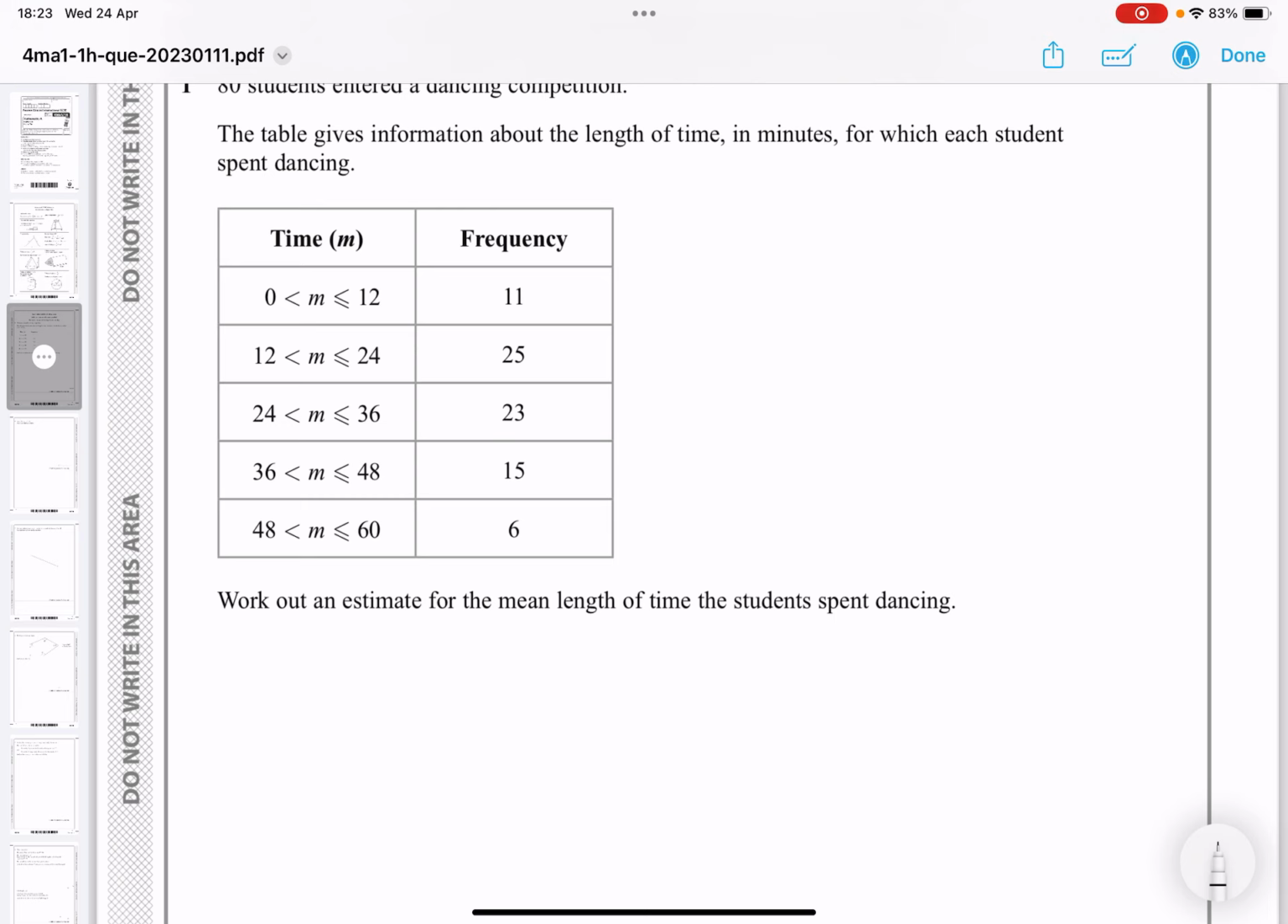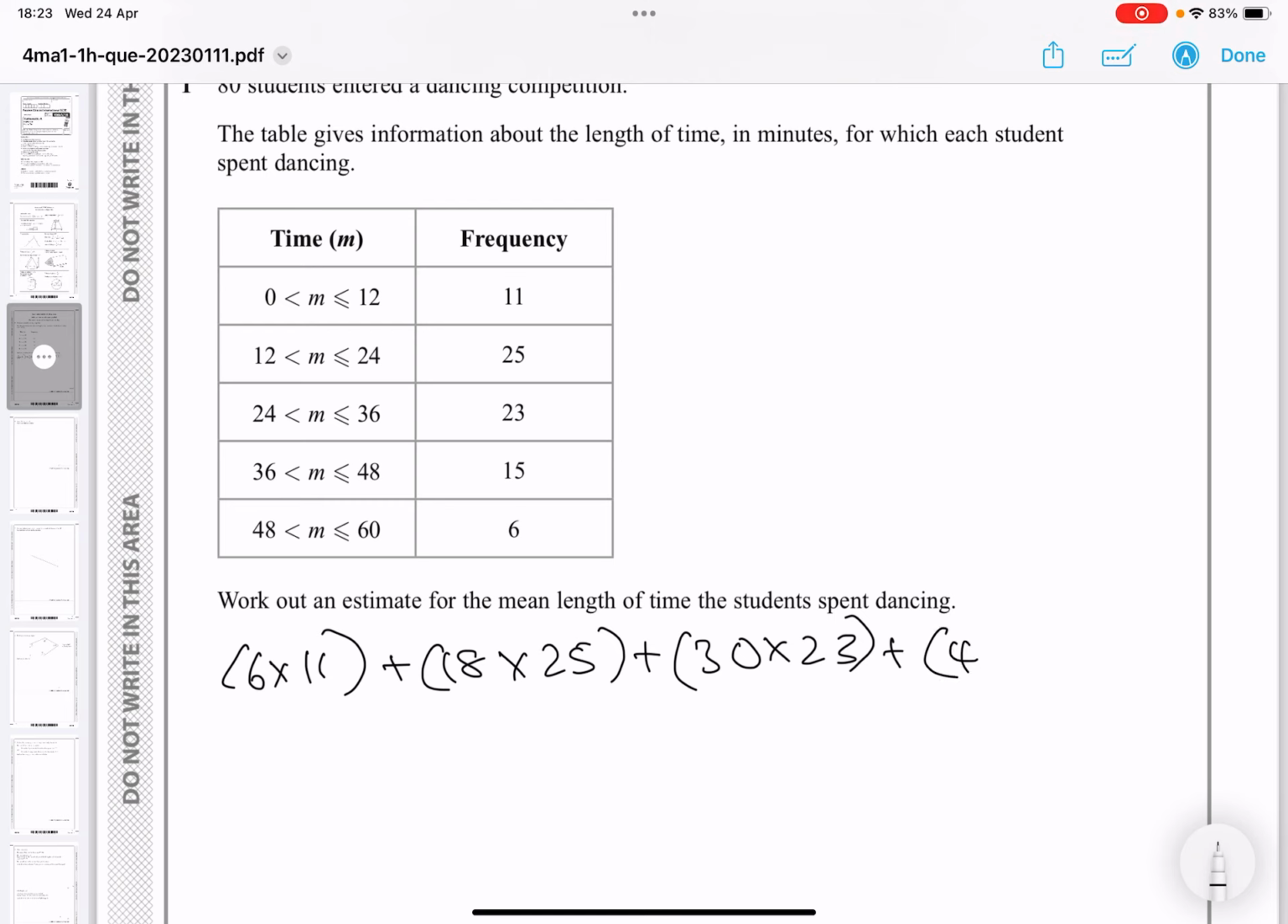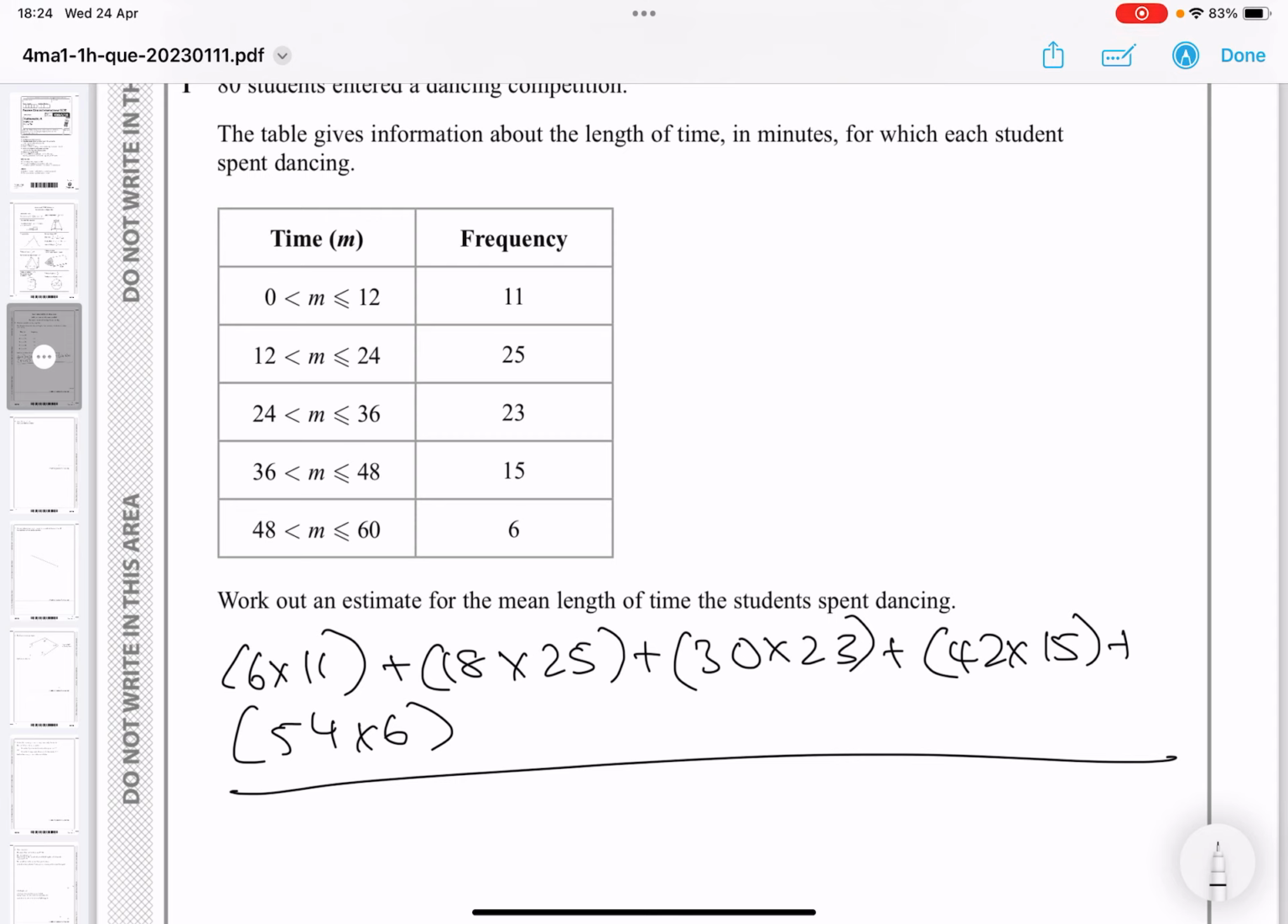So let's start here. 0 and 12. The midpoint of that will be 6 and we multiply by the frequency, which is 11. Plus, do the same for the next row. The midpoint of 12 and 24 is 18 and multiply by 25. Plus, the midpoint of this will be 30 times 23, plus 42 times 15, plus 54, which is the midpoint of 40 and 60, times 6. And you divide it by the total number of students, which they've given as 80 students.